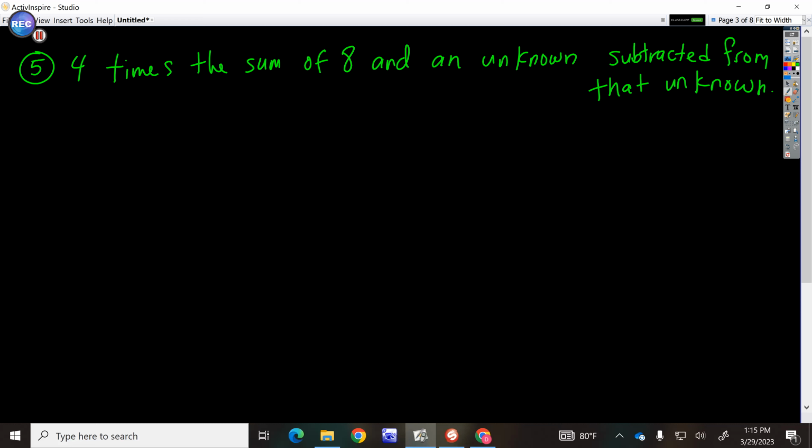Now, first of all, how I taught you how to do these kind of questions is label the words when you read them. So 4 times, I'm going to put a 4 and a little multiplication symbol there. Sum means what? Plus, but it requires a parentheses. 2 words require parentheses. Sum and difference. If it says plus, no parentheses. Sum has to have a parentheses. Now, what goes in the parentheses is what you read after the word sum. Sum of 8 and the unknown, which I know has to be a variable.